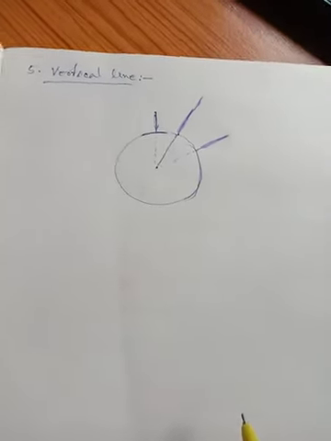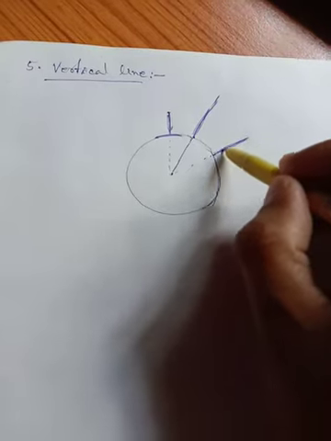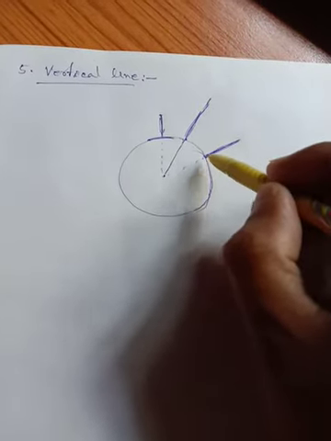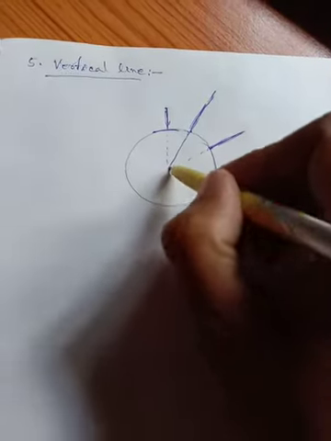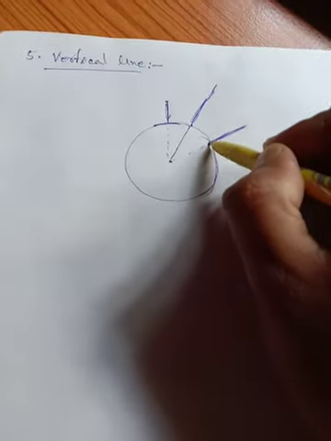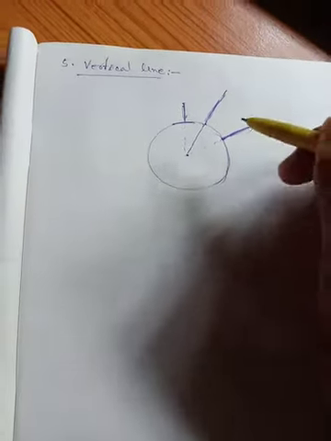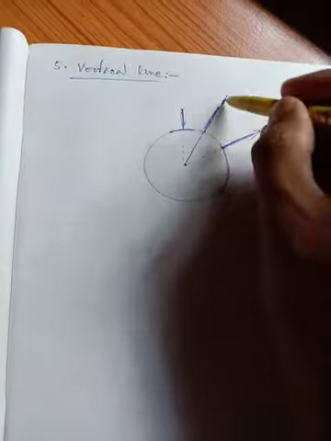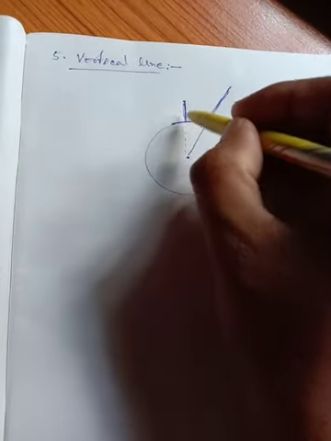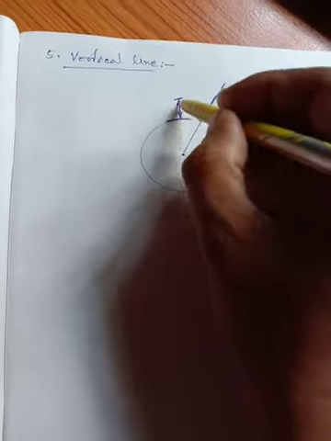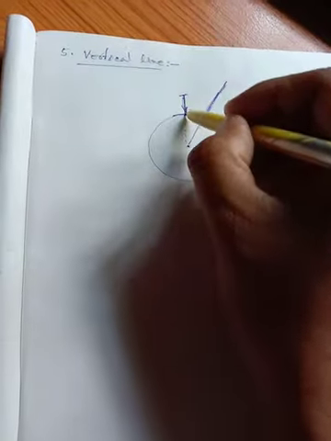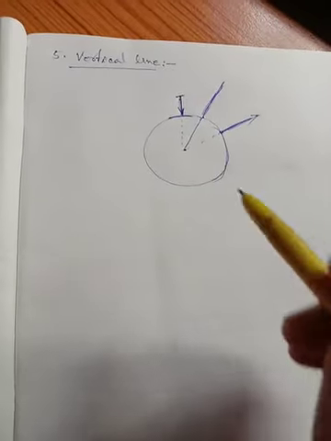Okay, vertical line is nothing but the straight line joining the center of the earth to the surface and extended beyond the surface of the earth. Also, technically, it is the line on which a plumb bob follows when it is falling. Okay.